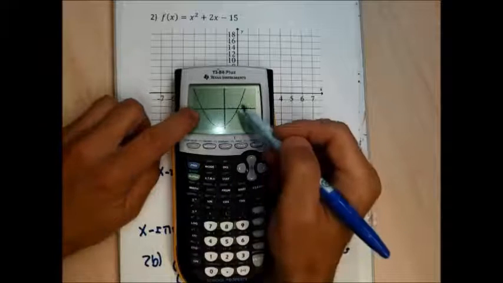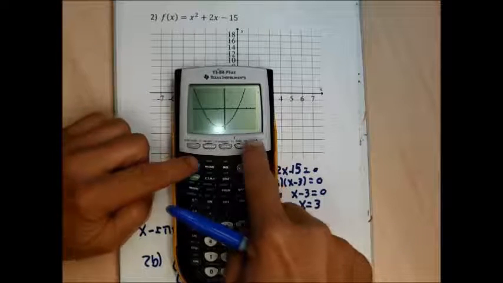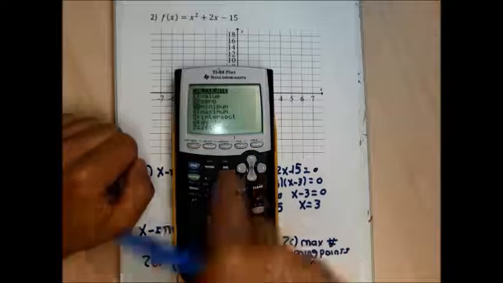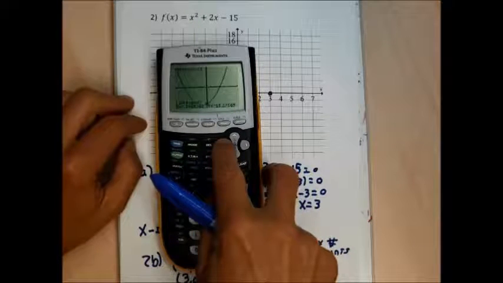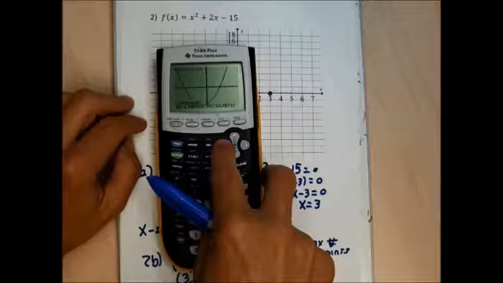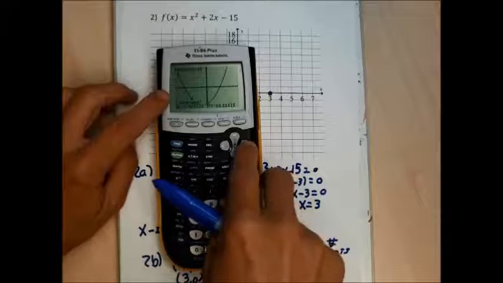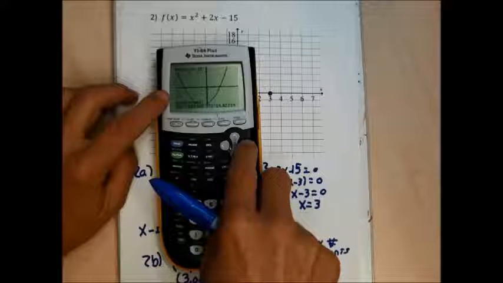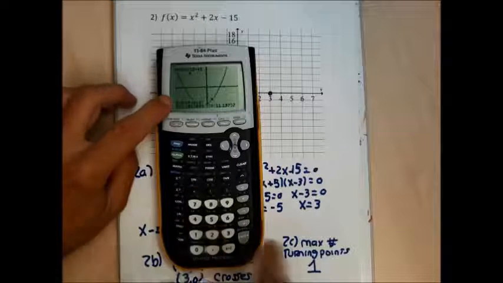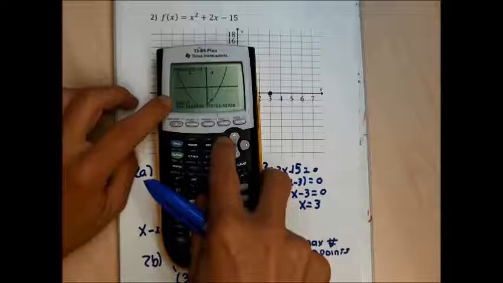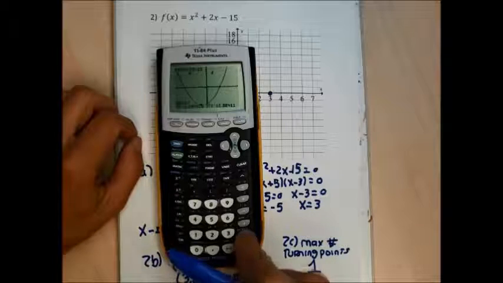There's the point (negative 5, 0). There's the point (3, 0). The turning point's a minimum point. I'm going to get that minimum point by going second calc, going down to option 3 that says minimum, hit enter, use my arrow and trace to the left of the vertex, so the left of the minimum point. Hit enter and the word left bound changes to right bound. And then I'm going to trace around past the vertex, get to the right of the vertex. Hit enter, the word right bound will change to guess, and then I'll get close to the vertex and hit enter, and I'll probably have to round the x coordinate because it doesn't do it exactly always.